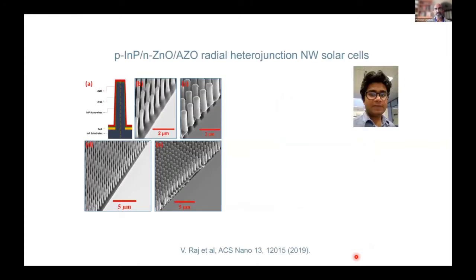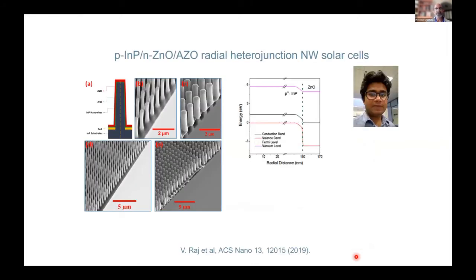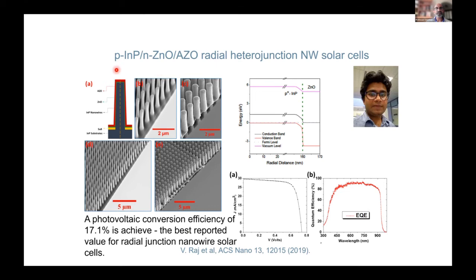Based on this, and this work of Dr. Vidaraj, who is at Glasgow University now, he has grown these nanowires of indium phosphide and then coated them with N-type zinc oxide and aluminum doped zinc oxide, also 4 shell nanowires, for example, here. Then we measured these devices and were able to show efficiencies as high as 17% or so. My colleagues tell me these are the best reported radial junction nanowire solar cells.